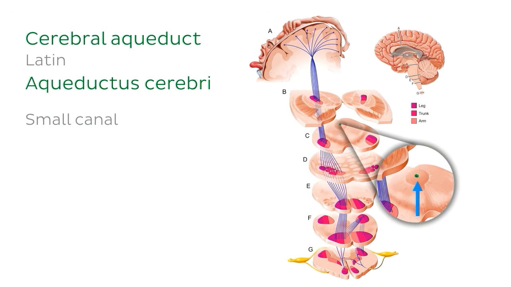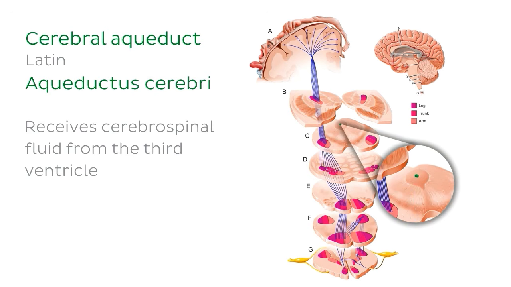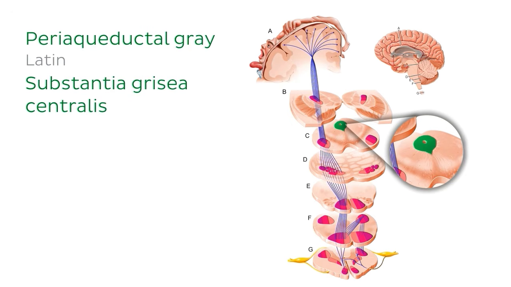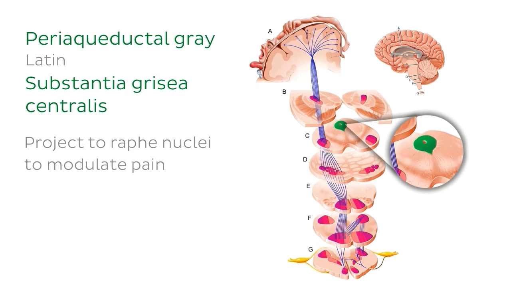And this is the cerebral aqueduct. The cerebral aqueduct receives cerebrospinal fluid from the third ventricle, and this fluid then passes inferiorly to the fourth ventricle. A small region of grey matter surrounds the cerebral aqueduct. This region is referred to as the periaqueductal grey, and it contains neurons that project to the raphe nuclei in the reticular system to modulate pain.